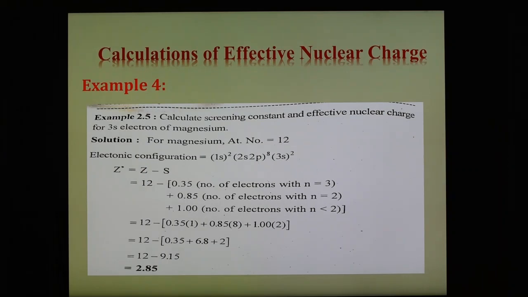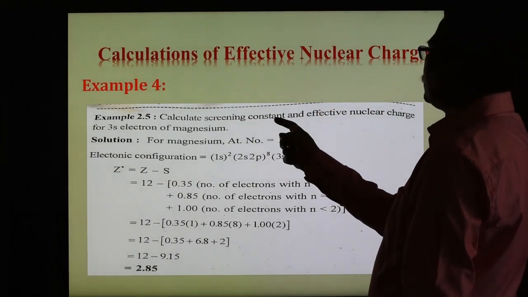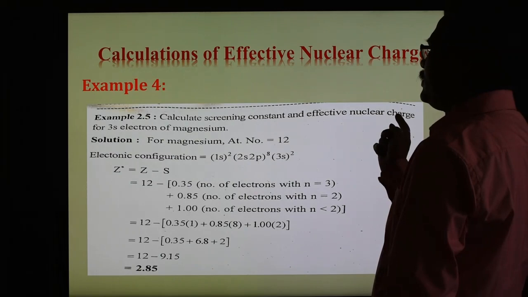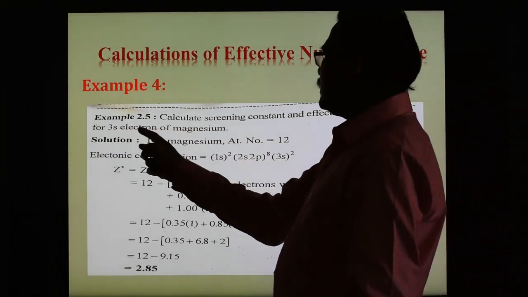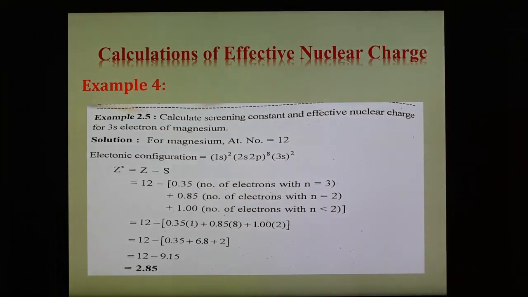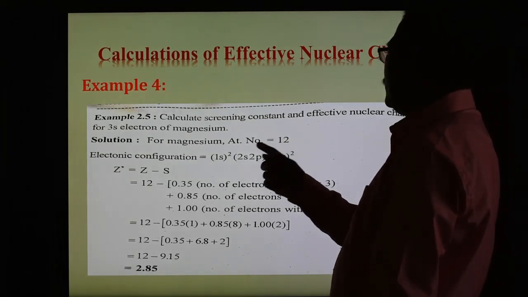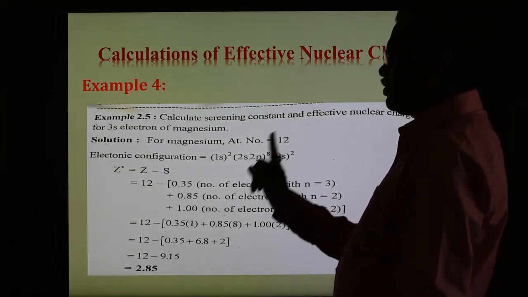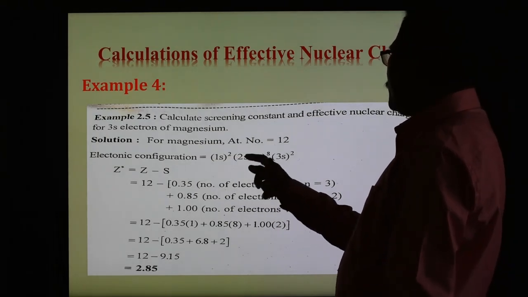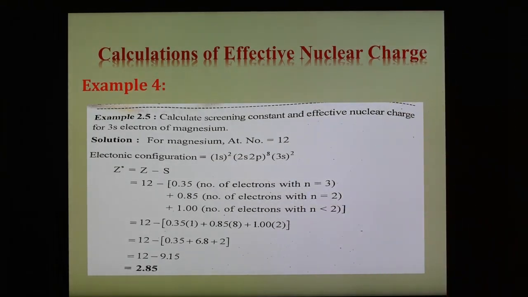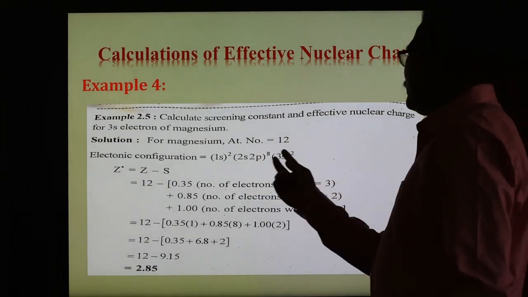Example 4. Calculate the screening constant and effective nuclear charge for the 3s electron of magnesium. So the atomic number of magnesium is 12. Write the configuration in the order and groups: 1s2, 2s2p8, 3s2. 12 electrons are there. This 10 and 2, 10.